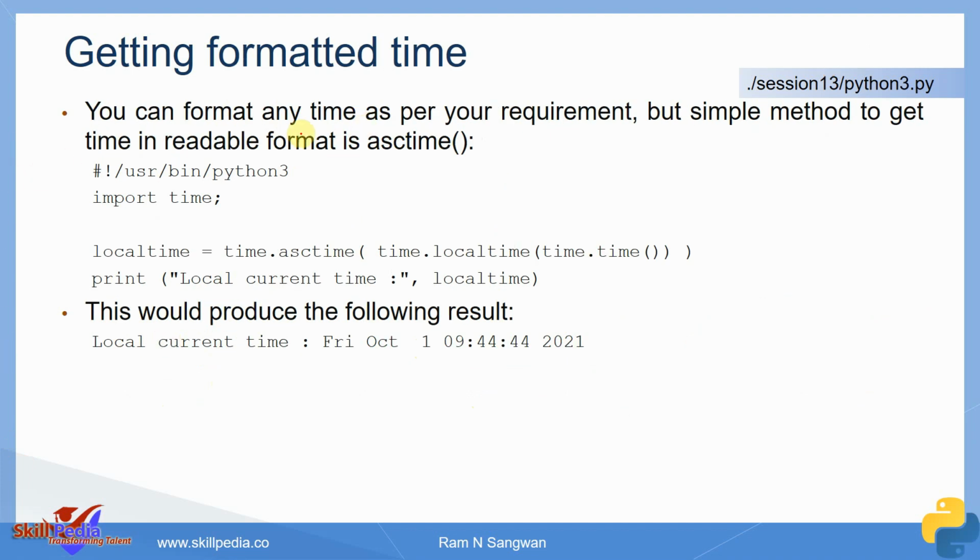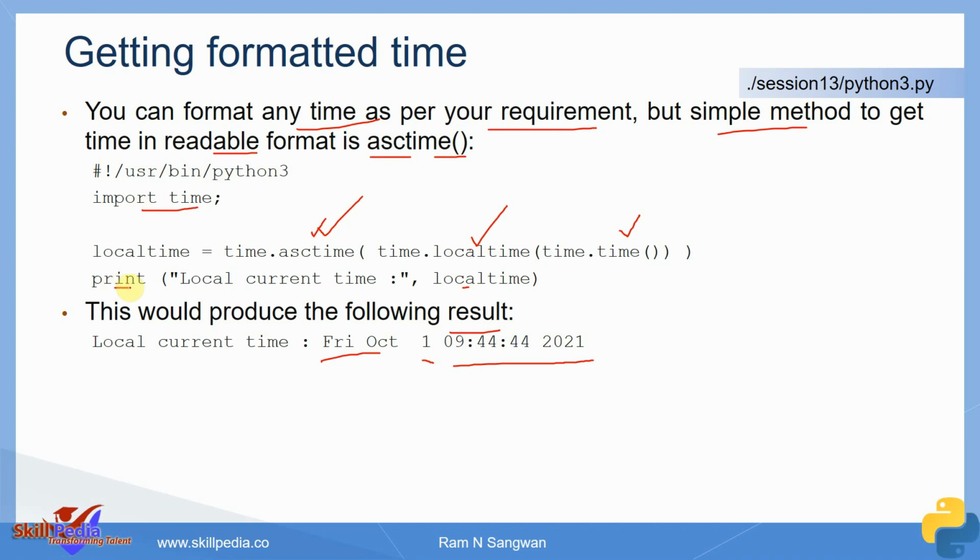You can format any time as per your requirement, but a simple method to get time in readable format is asctime. So import time, localtime, asctime, and you pass the epoch to localtime and pass this local time to asctime and then display it. You will get the time, actually Friday, October 1, 2021, even the time is also displayed. All the 9 fields were represented by this call. This is how we can get it.